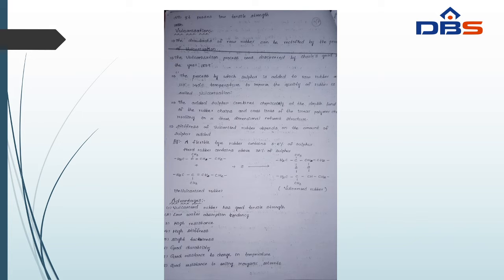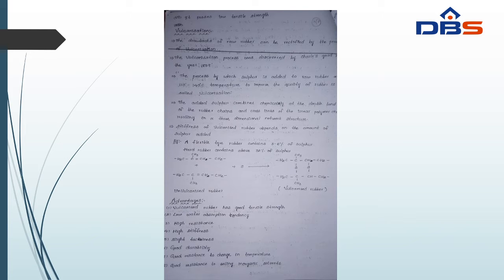Once again, the vulcanization process. The drawback of raw rubber can be rectified by the vulcanization process. The vulcanization process was discovered by Charles Goodyear in the year 1839. Definition of vulcanization: the process by which sulfur is added to the raw rubber at 110 degrees centigrade to 140 degrees centigrade temperature to improve the quality of rubber is called vulcanization.